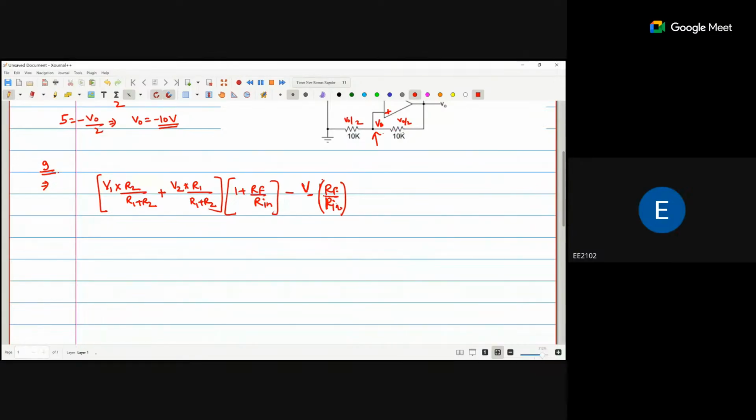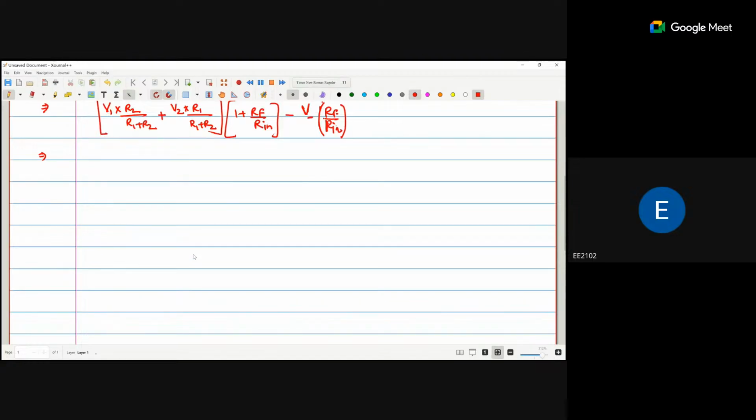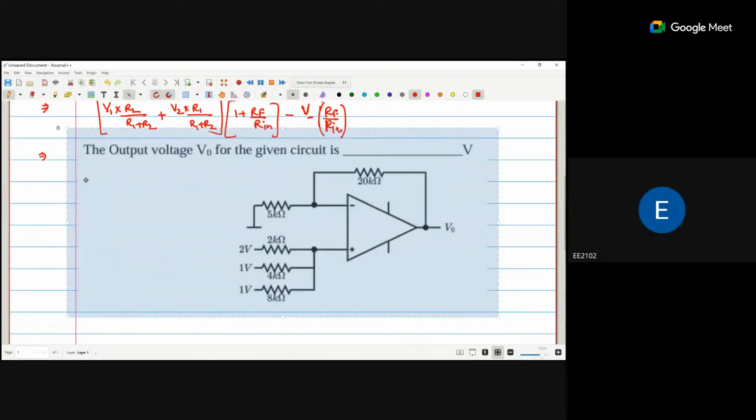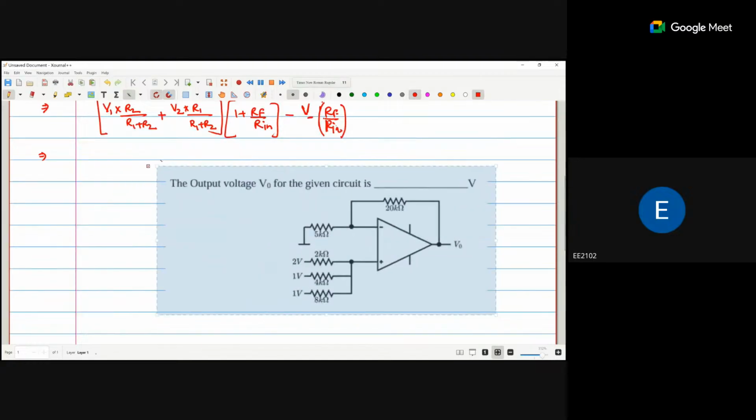If there are three resistances, then the formula will be different. We can't use the same formula. First of all, let's see how we solve that one, and after that we will calculate the formula. So I'm just copying that question.